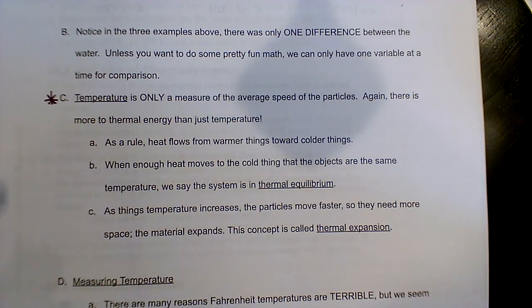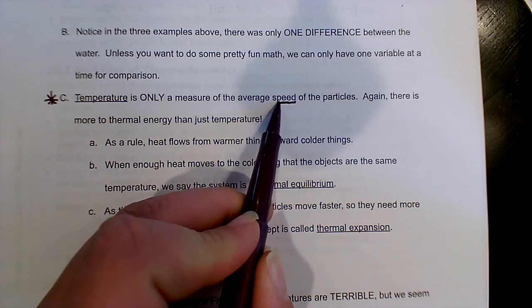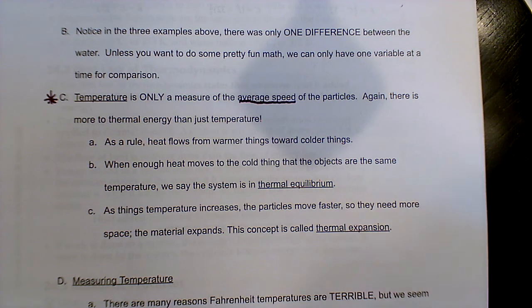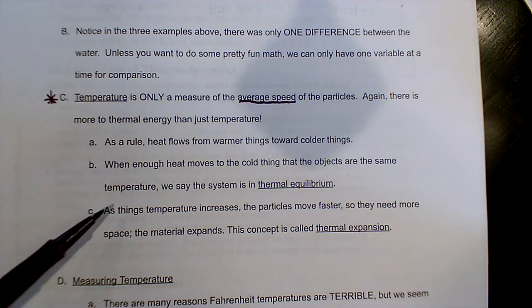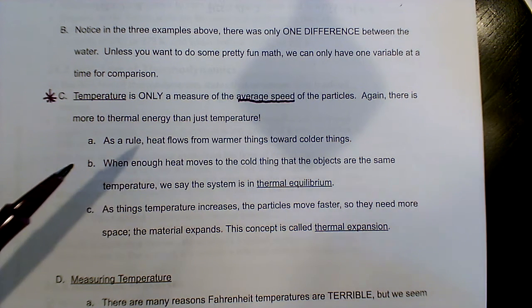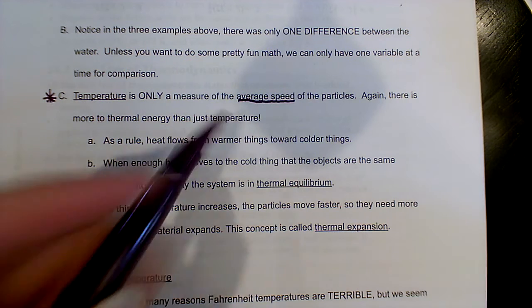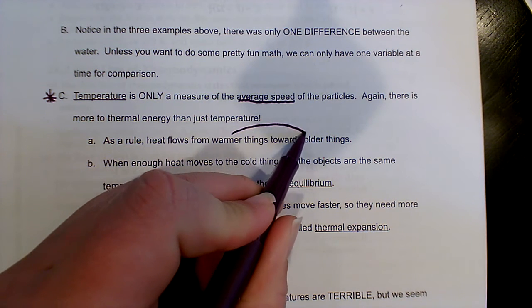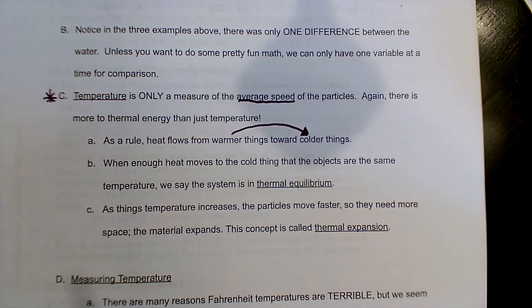When we're talking about temperature, we're zeroing in just on that average speed of the particles. So this is just one facet of thermal energy. But as a rule, and this is pulled out of this section, the parts that I really think we need to have figured out before we go into the stuff I was going to dive into: heat always flows from warmer things towards colder things.